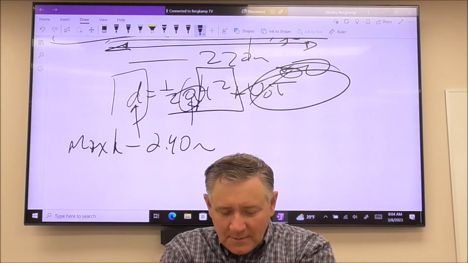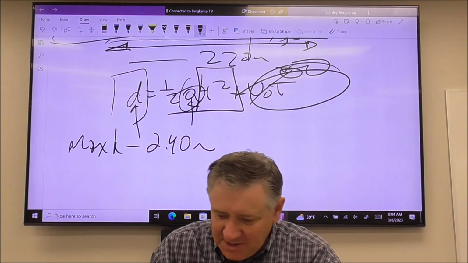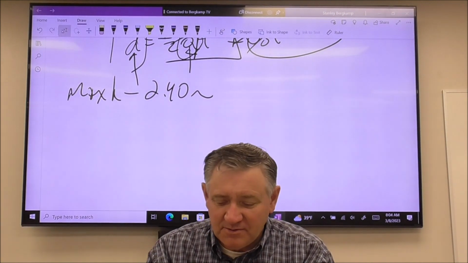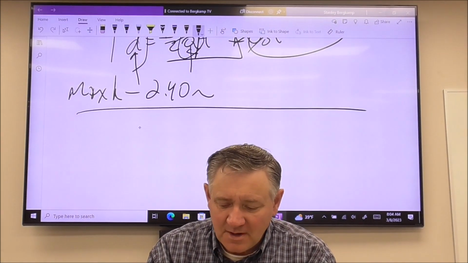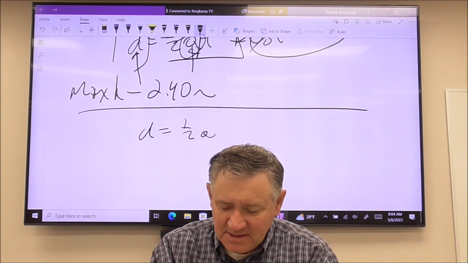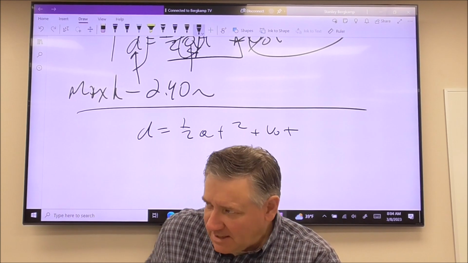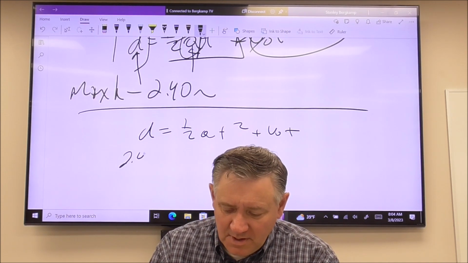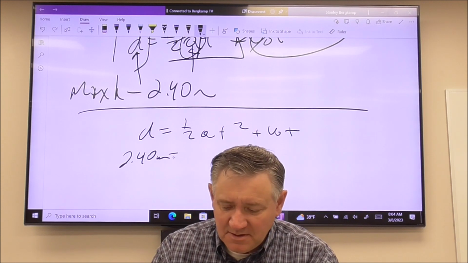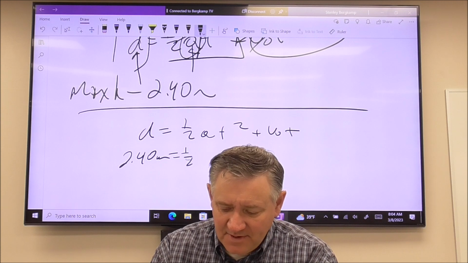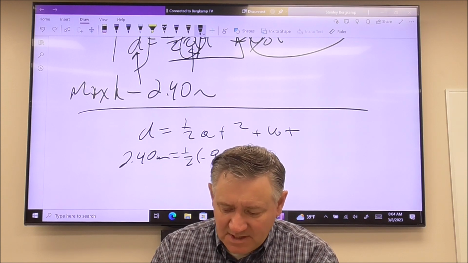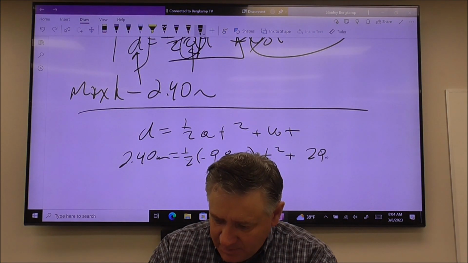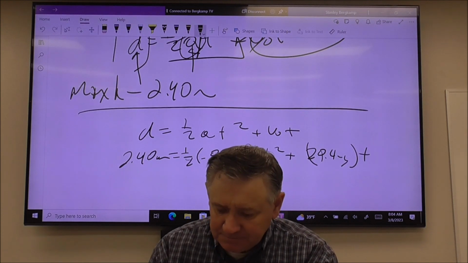Now, if you're really into being a math nerd, then you have to be a hardcore math nerd. Here's the other way that you can do it. You can do it in one step, but you have to use the quadratic. So if you look at distance equals 1/2 at squared plus v naught time, you know it wants to be at a height of 2.4 meters. And then you have 1/2 times negative 9.8 meters per second squared times t squared, plus 29.4 meters per second times time.